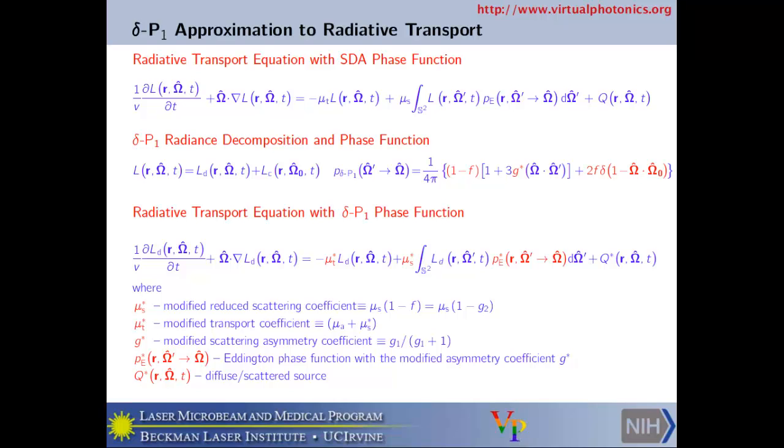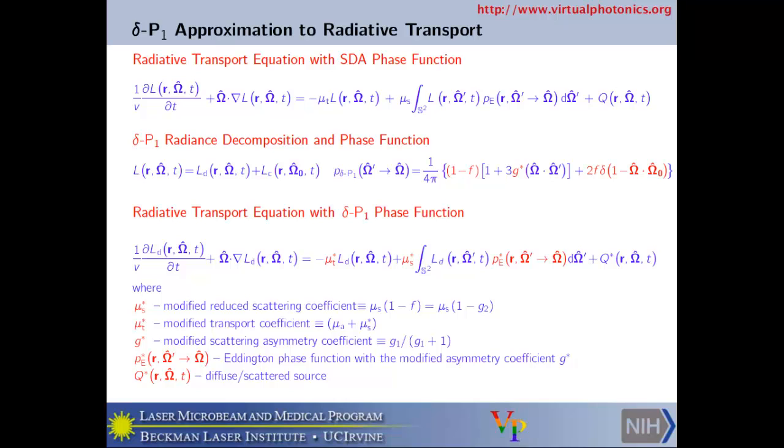And so here now we have a radiative transport equation with the delta P1 phase function. This is an equation for just the diffuse component of the radiance. So once you solve this, you would have to add on the collimated radiance. And it's the exact same equation, except the mu t term gets modified and the mu s term gets modified. And we call those mu t star and mu s star. And they're modified by the second moment of the phase function. So now we have an additional degree of freedom.